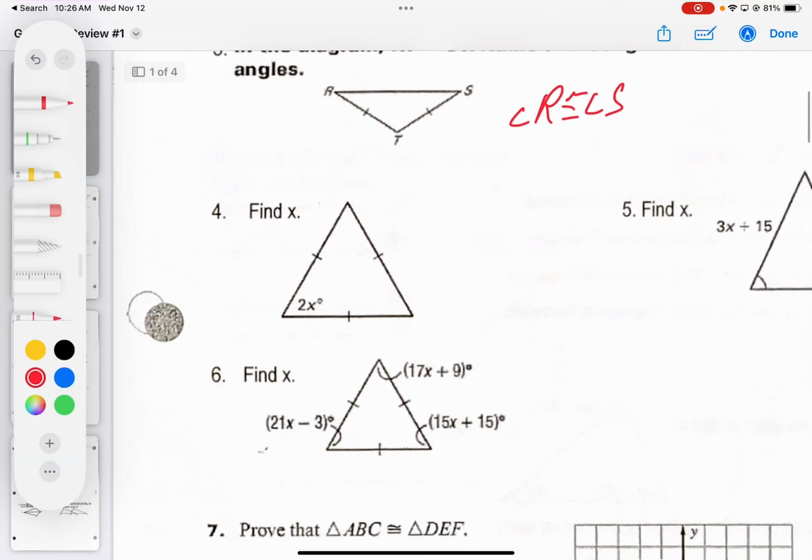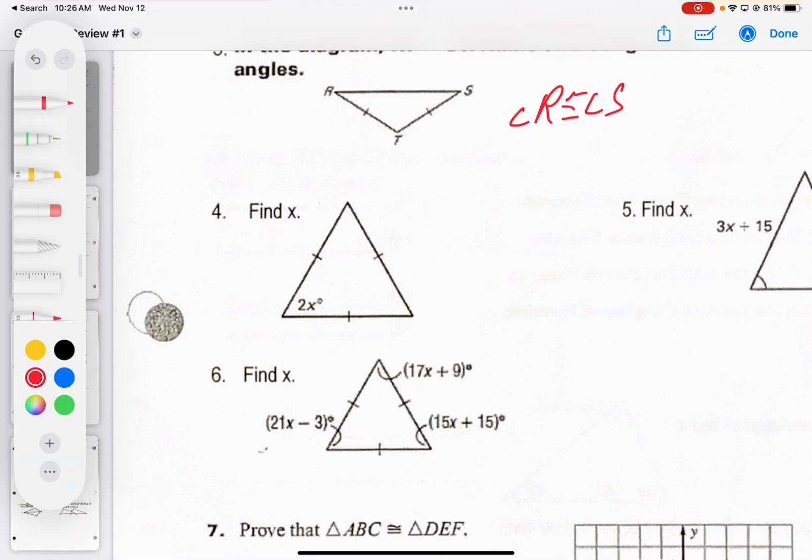Find x. I didn't put that one up because I figured you guys could do that pretty easily. What type of triangle are we working with in number 4? Equilateral. All sides are the same. What does it mean about all the angles? They're all the same. It's equiangular. If they're all the same, then they're equal to what? All 3 would be 180. One of them would be 60 because all the angles are the same.